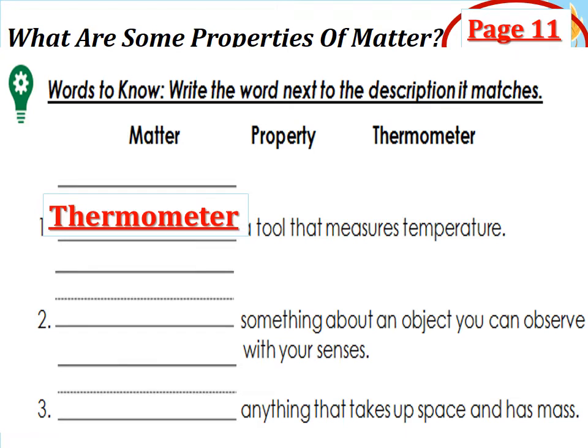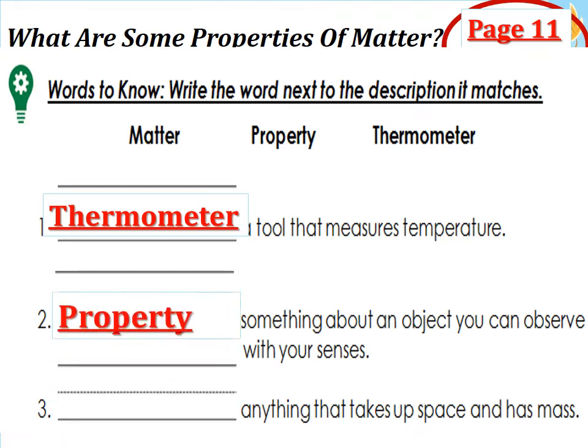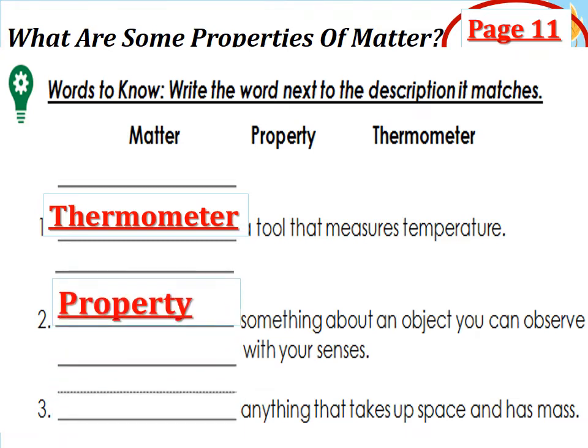Next, number 2. Something about an object you can observe with your senses. What is that? Do you still remember? Very good. We have property. And the last one, anything that takes up space and has mass is what we call? Good job. We have matter. Excellent, students.